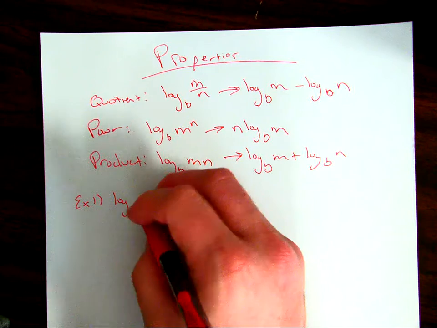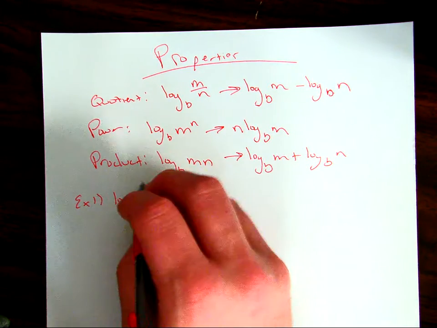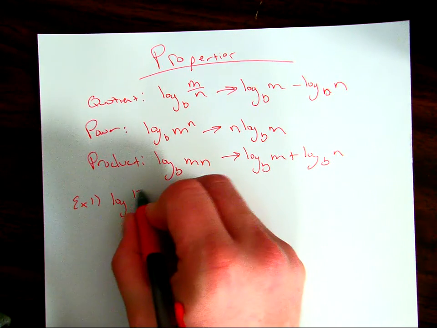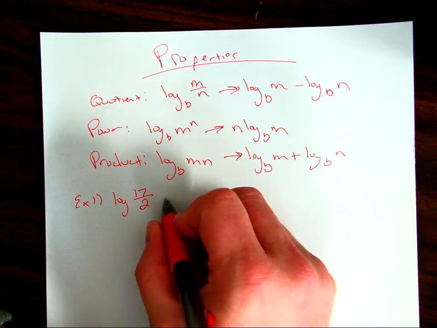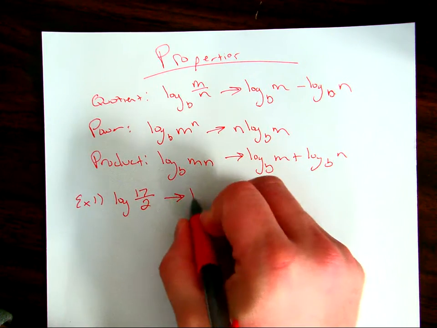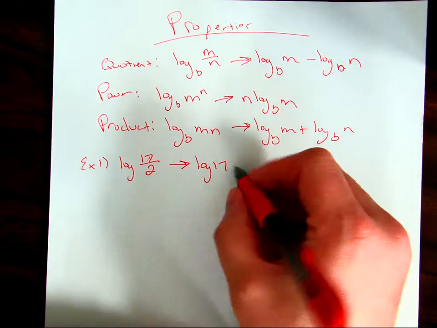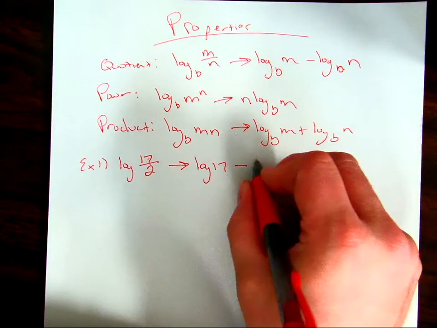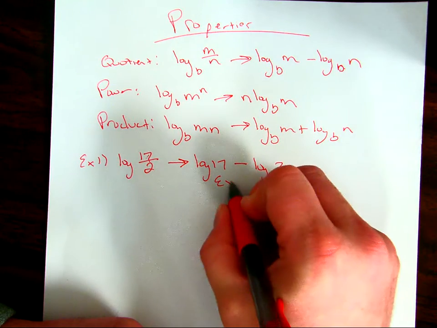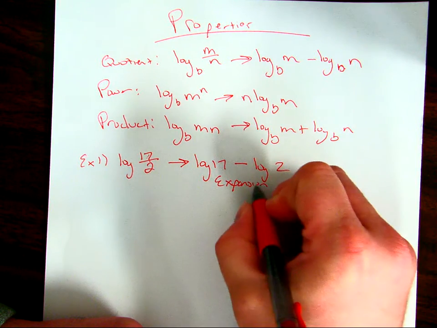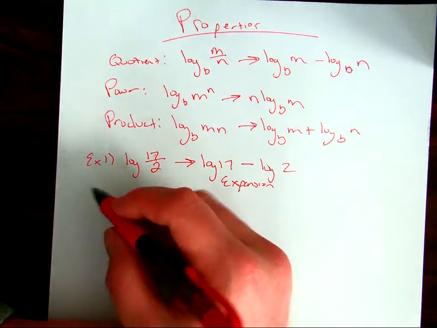So if we're doing the first one, we could do just numbers. I'm going to do everything in base 10 though, so I don't have to write a b every time. For example, we could do 17 divided by 2. It's just numbers. I could put variables in there. I could pretty much do whatever I want. So this would be log of 17, because 17 comes first in the fraction, minus, because it's division, log of 2. And you're finished. This is called an expansion because we are expanding the single log into multiple logs.